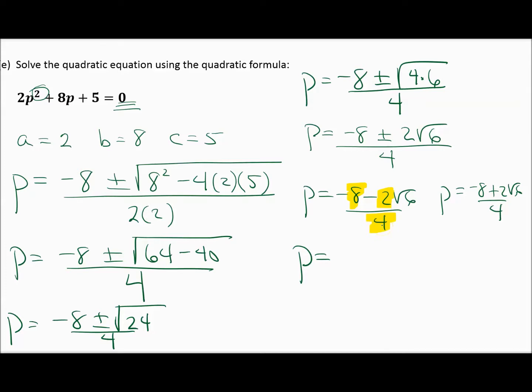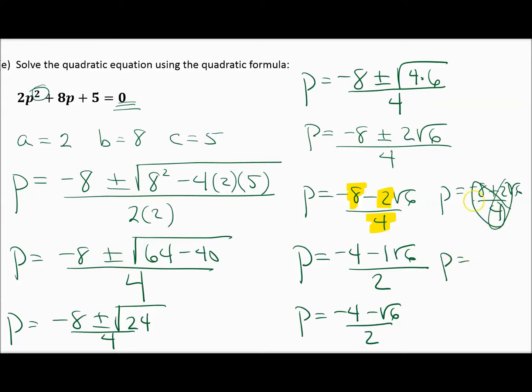2 is it. So 2 goes into 8, negative 4. 2 goes into 2, 1. The square root of 6 is still there. And 2 goes into 4 twice. Now that 1 in the front is not required. So it would be negative 4 minus the square root of 6 over 2. The same thing here. And as a matter of fact, we could have done this before we split it up, and we will in the future. But all of those simplify into negative 4 plus the square root of 6 over 2 for the same reason.